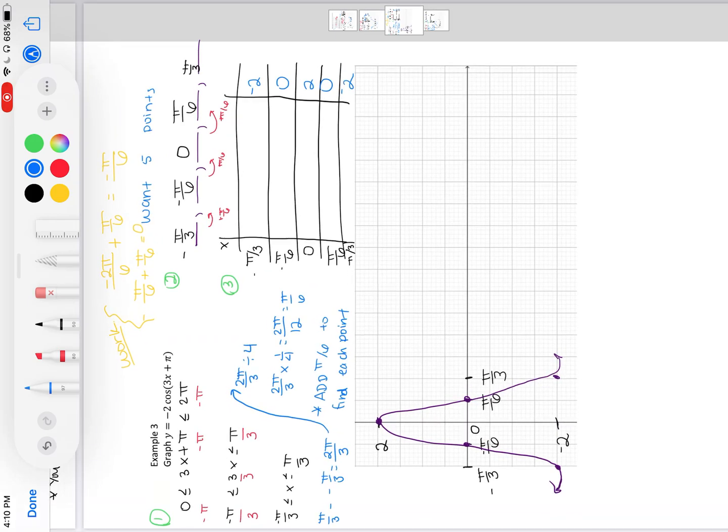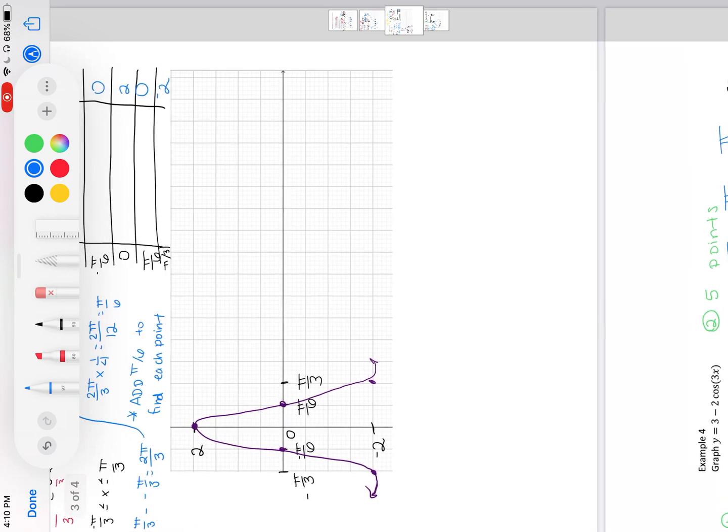We see that we take our argument 3x plus pi, we bound it between 0 and 2 pi. So we find that we have an interval between negative pi over 3 and pi over 3. We find the difference, divide by 4 to find our difference between each point, and we can graph our function.